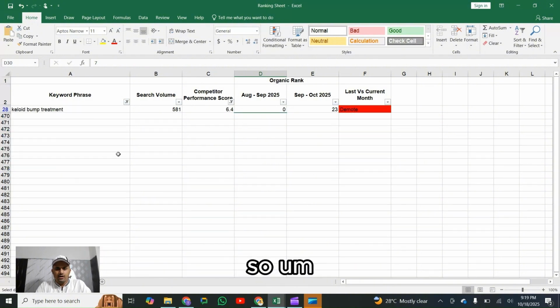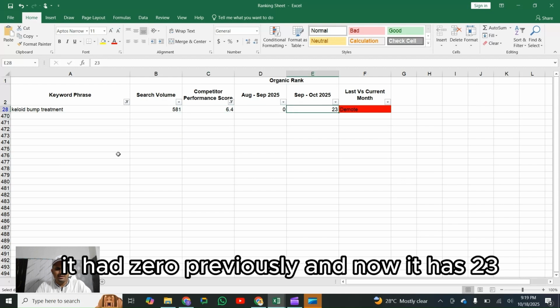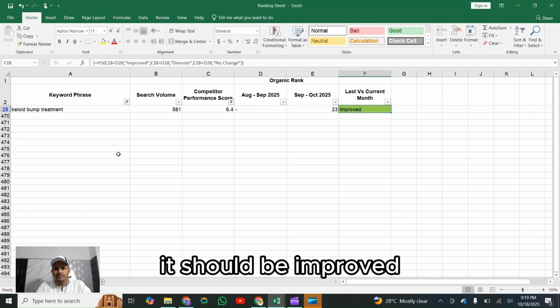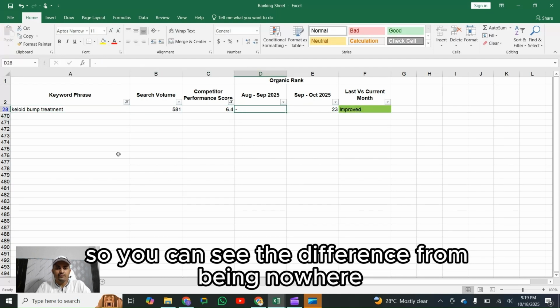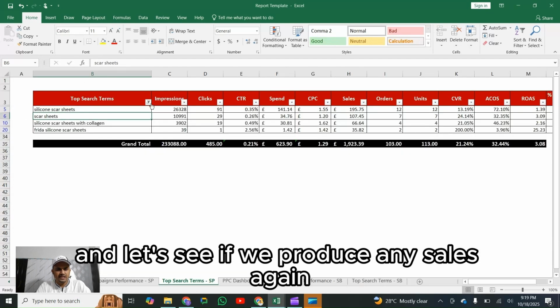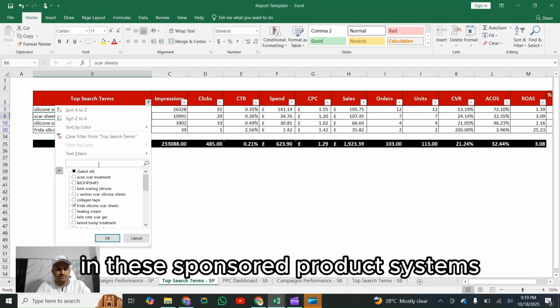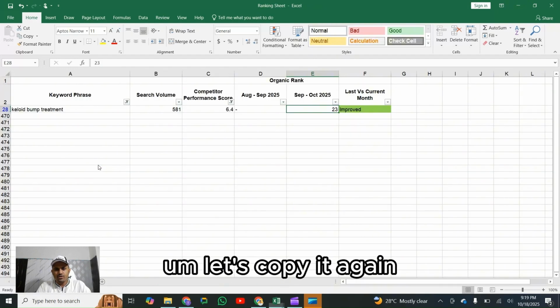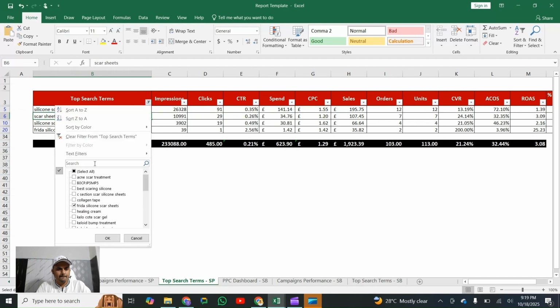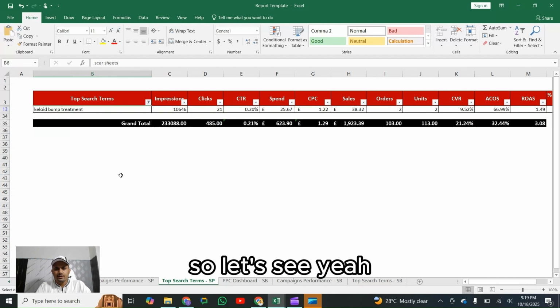So yeah, I'm not sure why it's showing demote. It had 0 previously, and now it has 23. So that means it got improved. You can see the difference from being nowhere to being on the 23rd spot organically. And let's see if we produce any sales against this particular keyword in the sponsored product systems. Let's copy it again. So let's see. Yeah, we did.